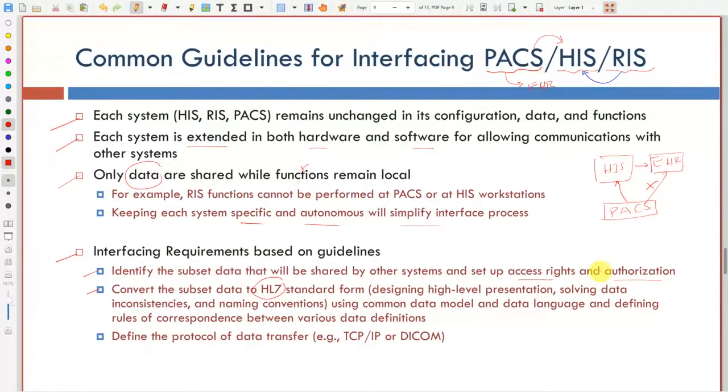But for RIS, for scheduling a certain diagnostic procedure, or a certain imaging procedure, you really don't need to access the patient data. You just need to schedule the study, and that's it. So you have to think very hard about what should be done and what should be exchanged between the different systems. This is very important, and this is a key part of the system.